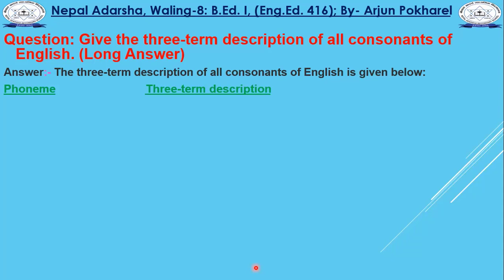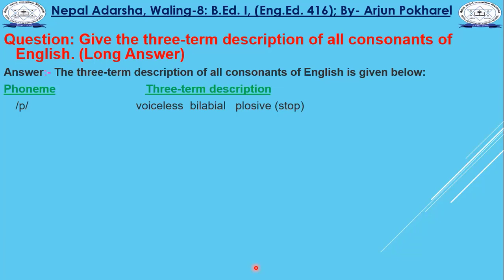Now you have to do this individually. You can see the table if there is any confusion, and you can write the three-term description of the consonants of English. Those are the 24 different sounds you have to include here, and you have to provide the three-term description of each of them.